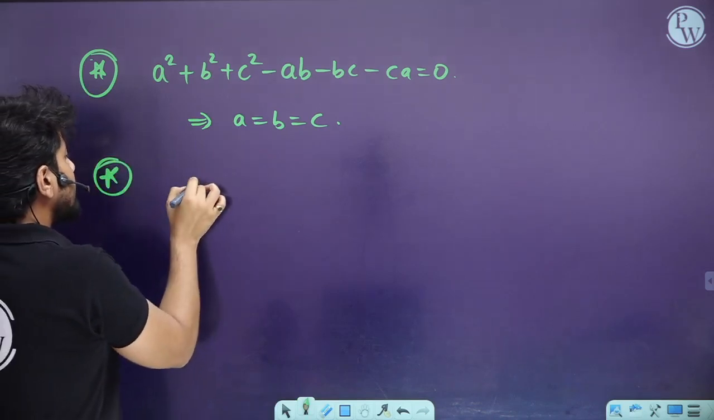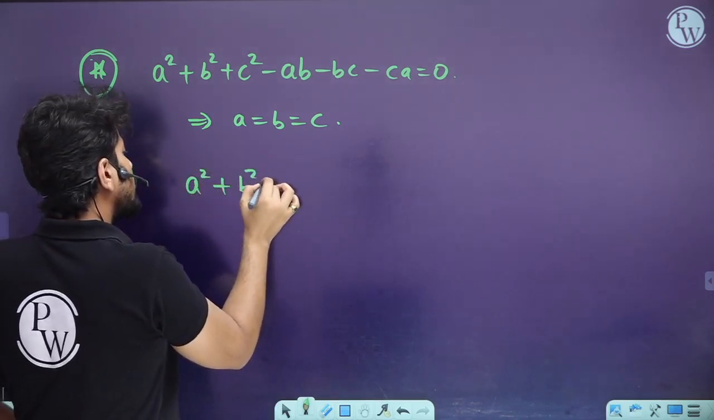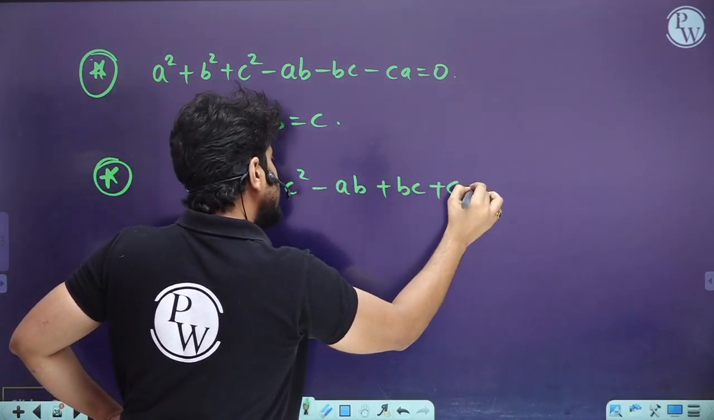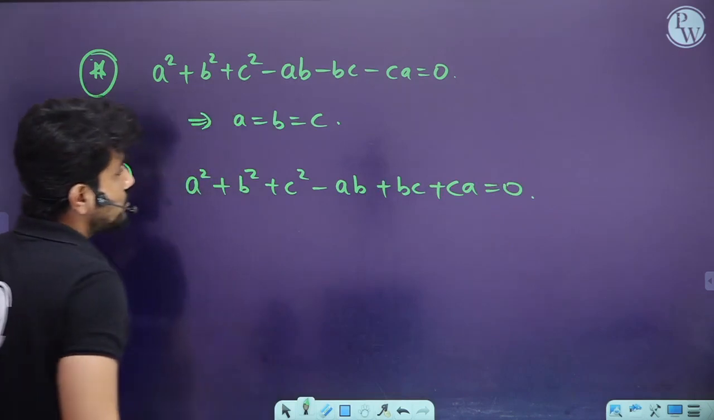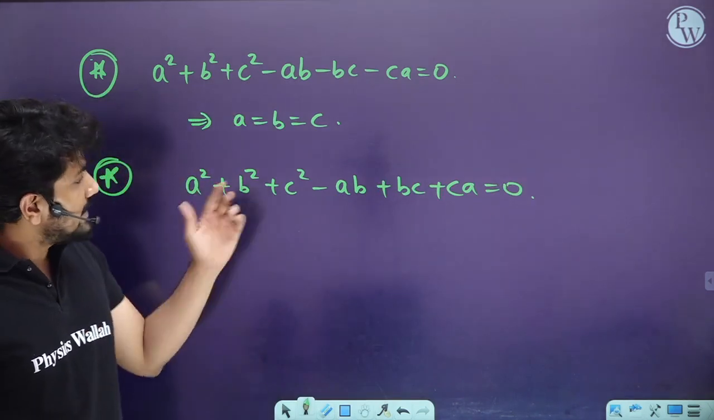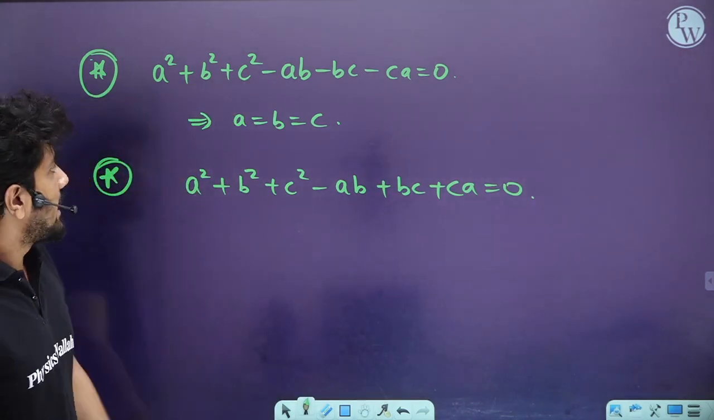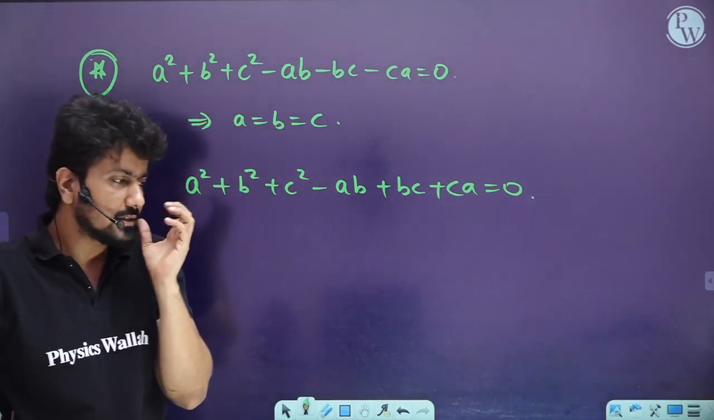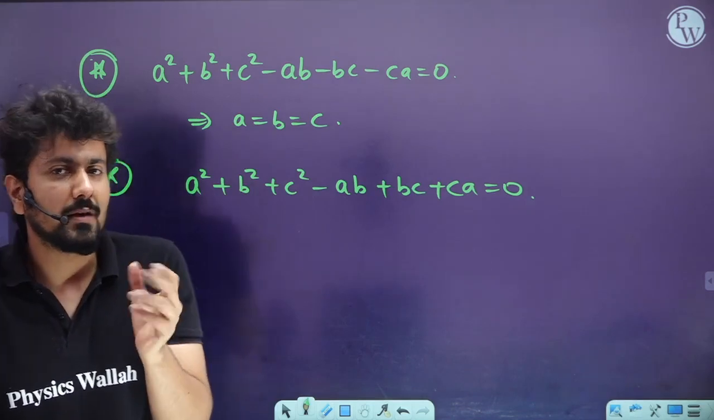But what if I give you a square plus b square plus c square minus ab plus bc plus ca is equal to 0? Then what do you say? Then what is the relation between abc? I have taught you this part. Now what is the relation between abc now in this part? So just a little bit of observation you need to apply.